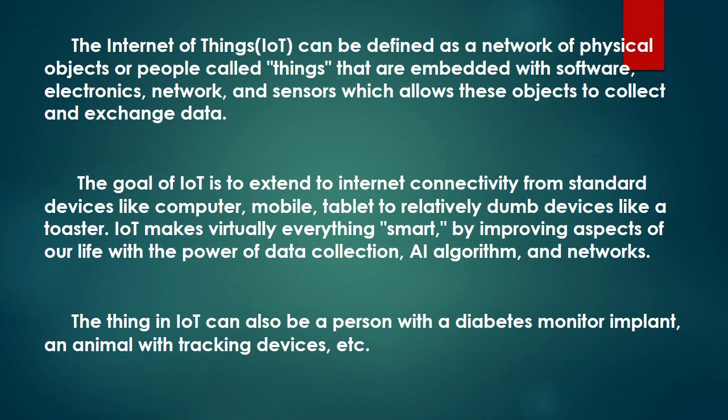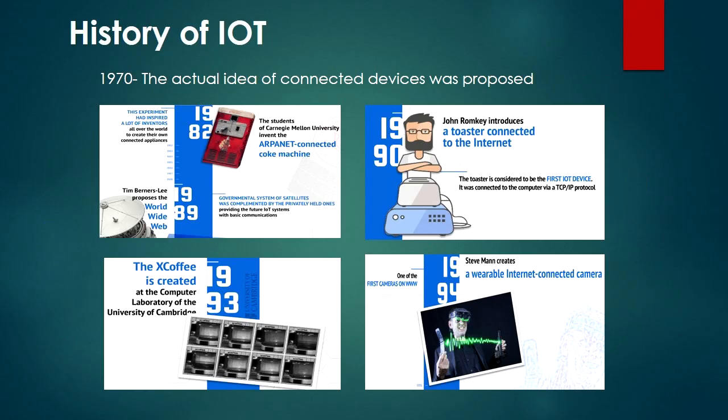The goal of IoT is to extend internet connectivity from standard devices like computers, mobiles, tablets to relatively dumb devices like a toaster. IoT makes virtually everything smart by improving aspects of our life with the power of data collection, AI algorithms and networks. The thing in IoT can also be a person with a diabetes monitoring implant or an animal with tracking devices, etc.